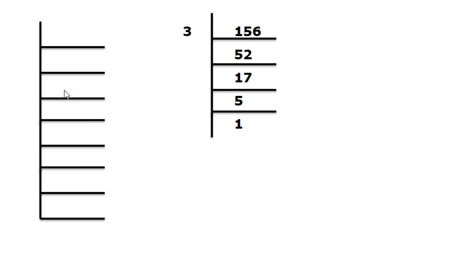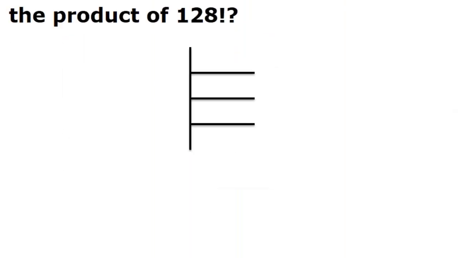Next one. Write down the concept. Find the number of zeros at the end of the product of 128 factorial.